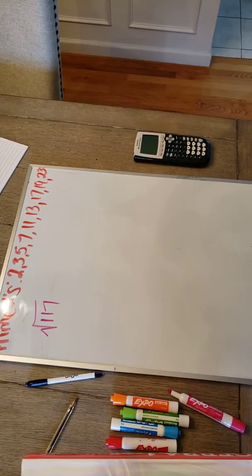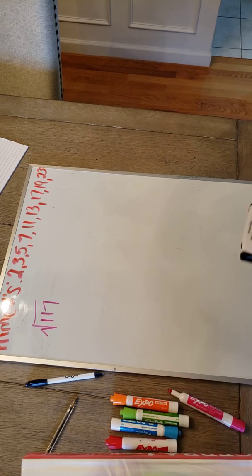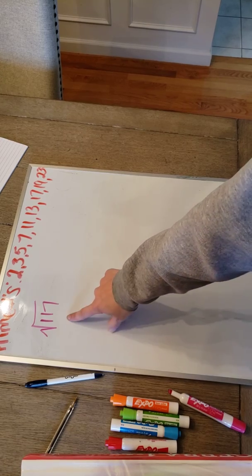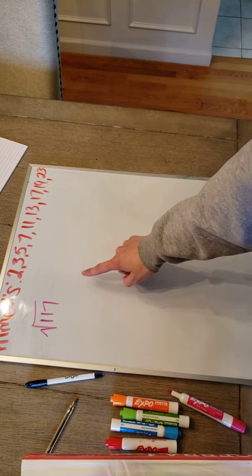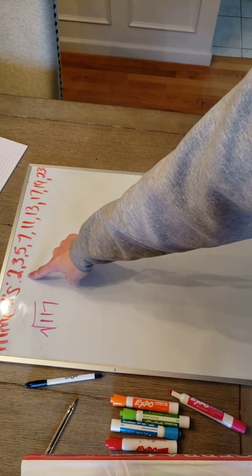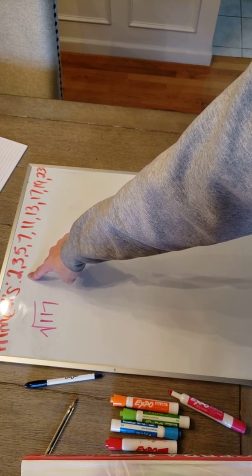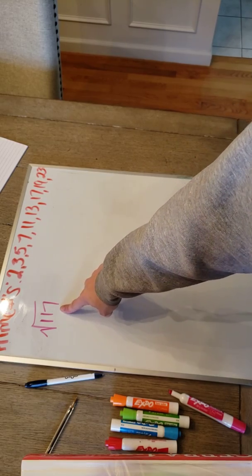So sometimes when you look at a number, you might not know what it divides to right off the bat. So in this case, I have 117. Look at your prime numbers. Start with the lowest and work your way up. Is 117 divisible by 2? You know the answer to that is no, because this is an odd number.